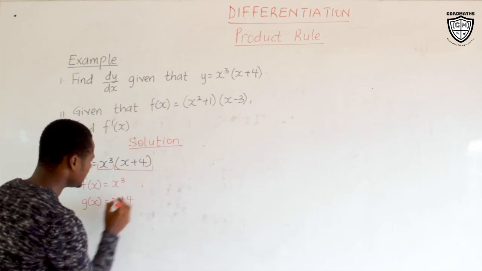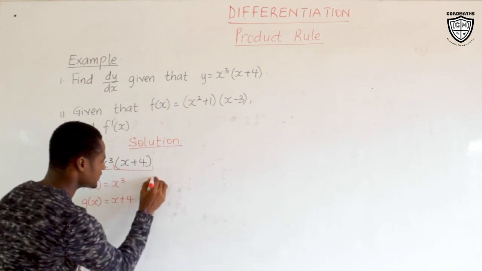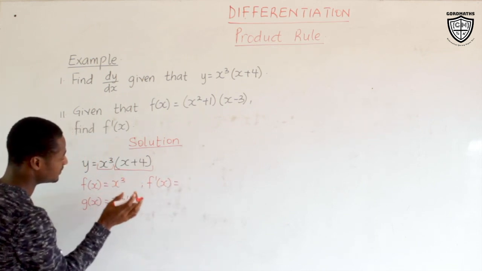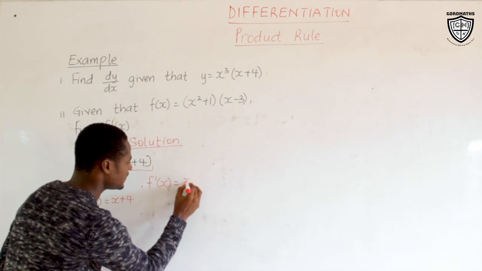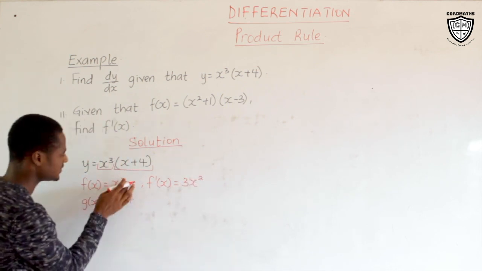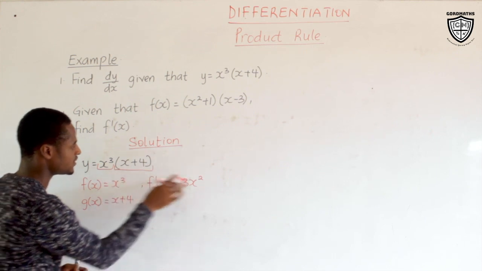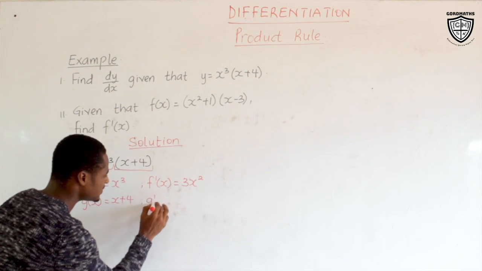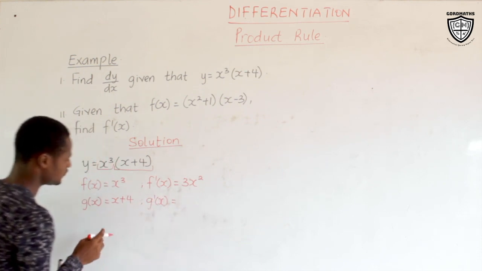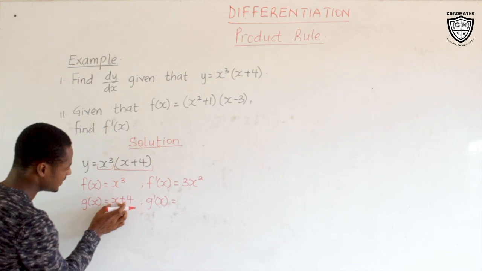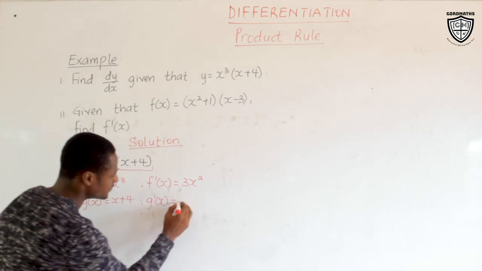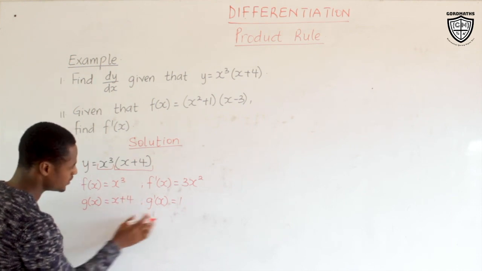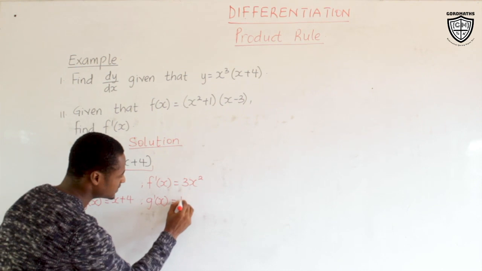Then the derivative of this function f of x, which is f prime of x, will be, using the general rule of differentiation, 3x squared. That is 3 multiplies the function and we subtract 1 to get this. Then with g of x, the derivative, which is g prime of x, is equal to, when we differentiate the variable x, we will have 1. Then the derivative of a constant is 0. So the derivative of g of x is 1.